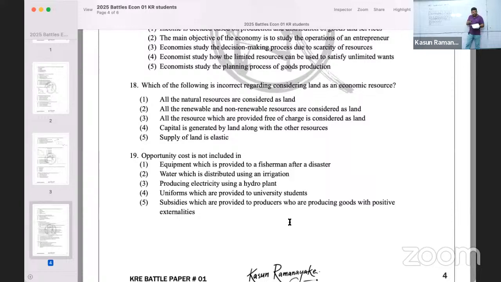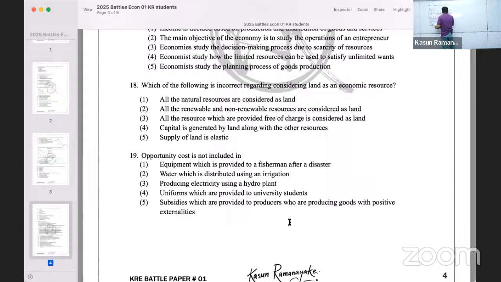Otherwise, uniforms provided for the university students, there is an opportunity cost. Subsidies which are provided to the producers who are producing goods with a positive impact, there is an opportunity cost when it is being given. The third one is the most correct answer out of the answers which are given. You have to go with the most correct answer. That is the third one.